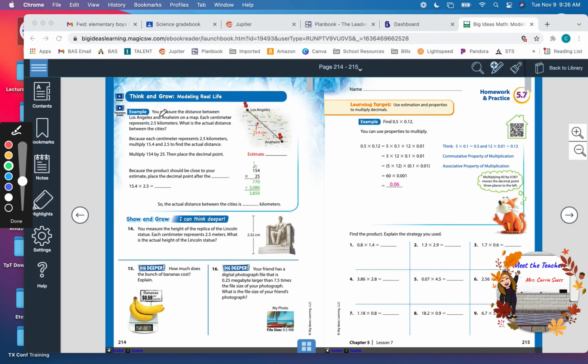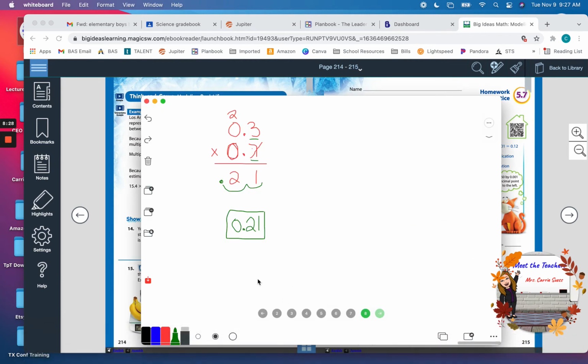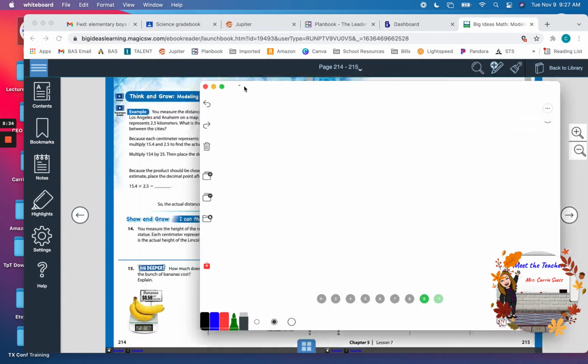It tells you that each centimeter represents 2.5 kilometers. Well, how many centimeters do we have here? 15.4. Very good, 15.4. It tells you right there. So what kind of math do you think we're going to do to figure out what the actual measurement is? Multiplication. So we're going to set this up. We're going to do 15.4 times what? 2.5. There we go, 15.4, look over on the map, times 2.5.